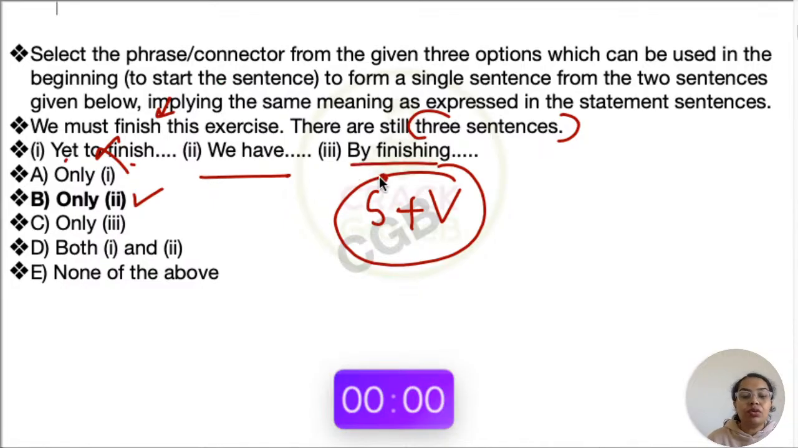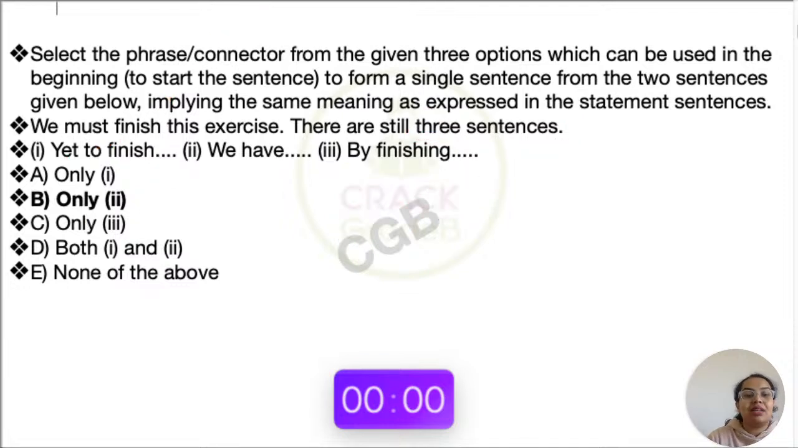Now, if I want to use by finishing, okay, it is not going to help me. The reason being that finish करके कुछ काम नहीं हो रहा है. Actually, by completing these three sentences, I am finishing the exercise. So that's how it is. Only the second one.